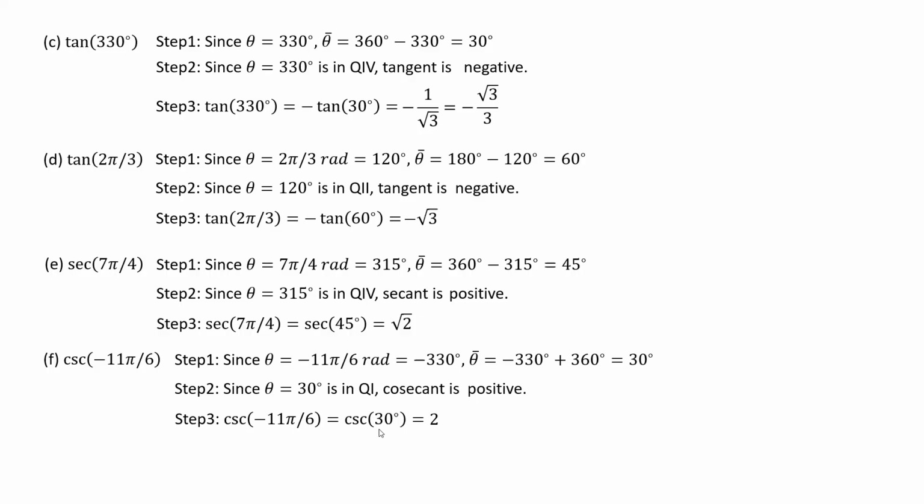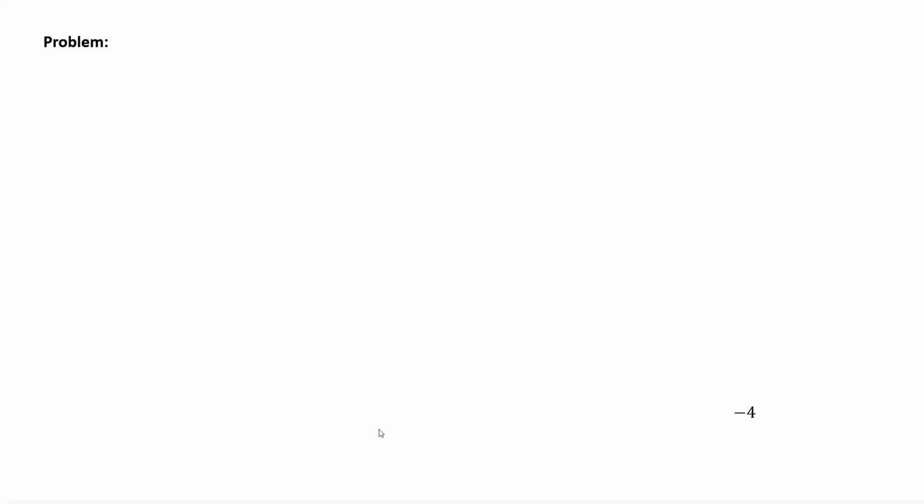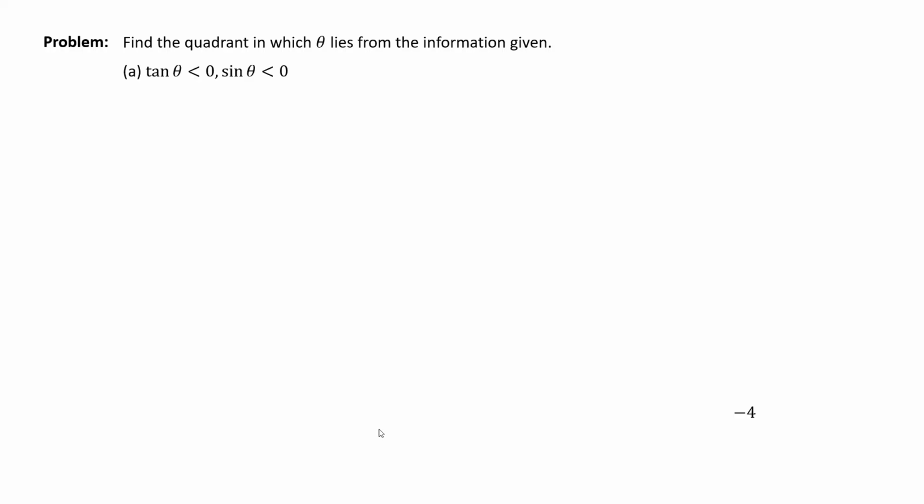All right, so that's about that. Ooh, yeah, these are nice. Find the quadrant in which theta lies from the information given. Tangent theta is less than 0, sine theta is less than 0. Where is theta? Does the question even make sense? Find the quadrant in which theta lies from the information given. Tangent theta is less than 0, sine theta is less than 0. That's a fancy way of saying tangent is negative and sine is negative.